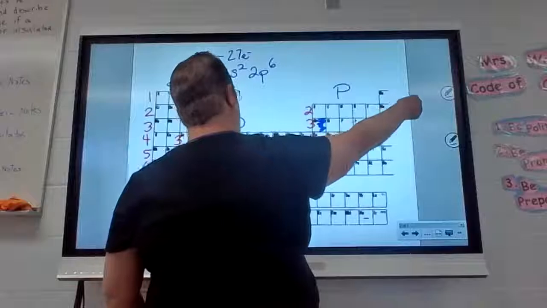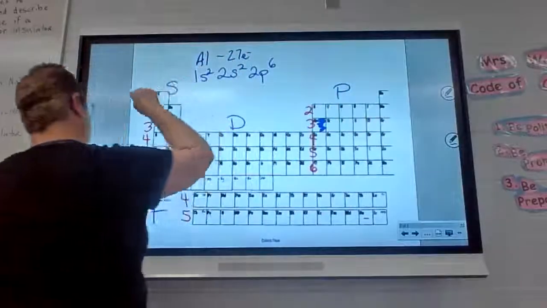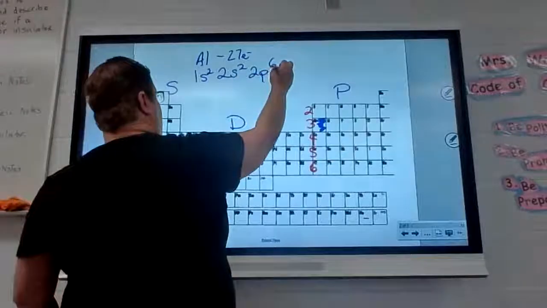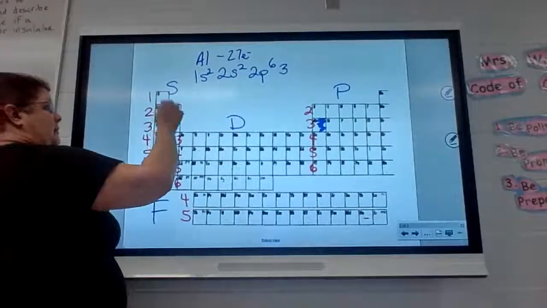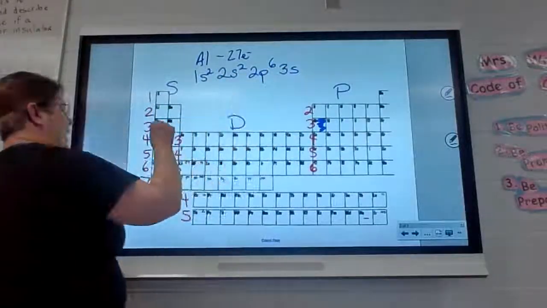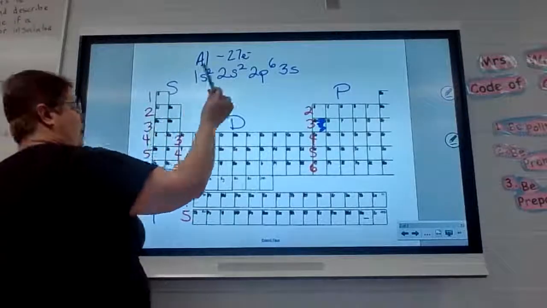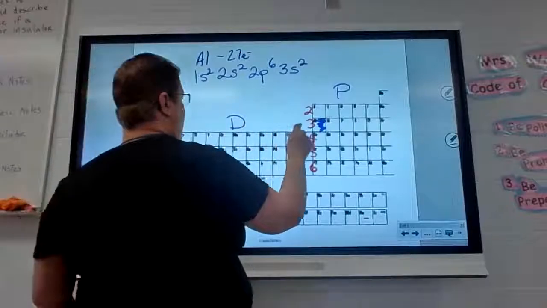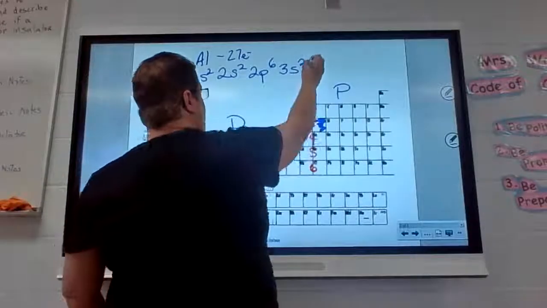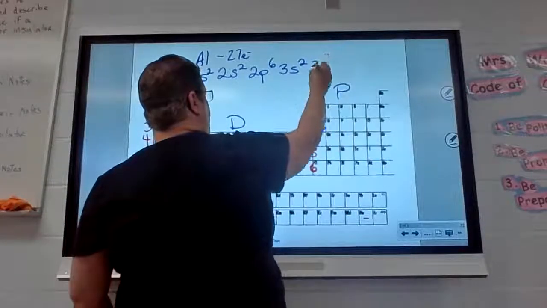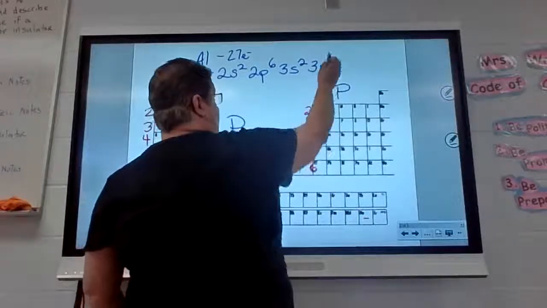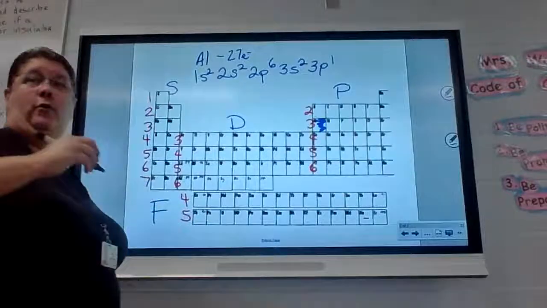Once I get to the end, where do I go? Drop down a row. What number am I? 3. What block is this? How many elements do I have? So I write 2. I'm almost to aluminum. Keep going across. What do I have? 3. What block? P. You count the elements you're doing. 1. 3p1.